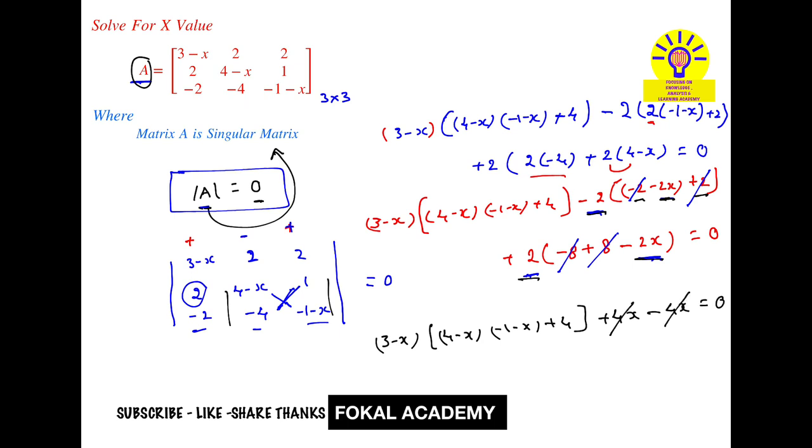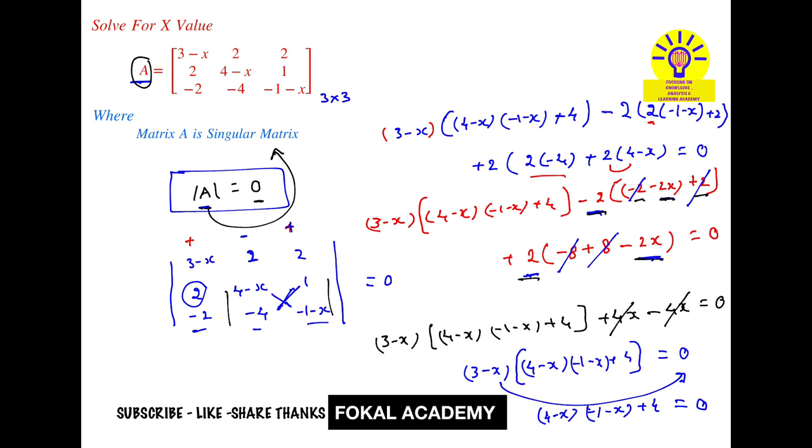These two terms are cancelled. It becomes 3 minus x into 4 minus x into minus 1 minus x plus 4. So this overall term will be a product with 3 minus x, that's equal to 0. So bring this term to the right hand side. 0 by anything is 0. It is nothing but 4 minus x into minus 1 minus x plus 4 equal to 0.